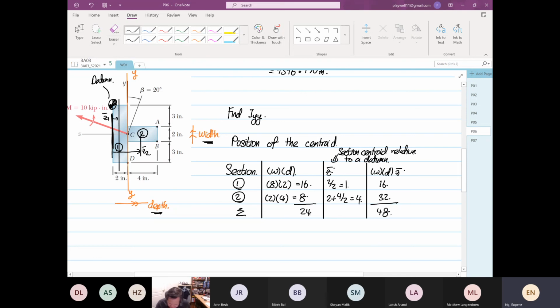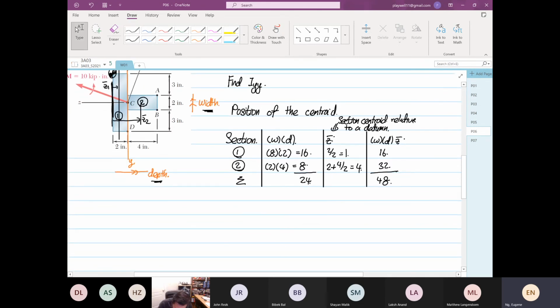Okay. So that's why I'm telling you that the centroid is geometrical, right? The neutral axis is stress based. Okay. So the centroid, big Z bar, is equal to 48 divided by 24. So this is equal to what? 2 inches. All right. So now we know the centroid. The centroid is 2 inches.